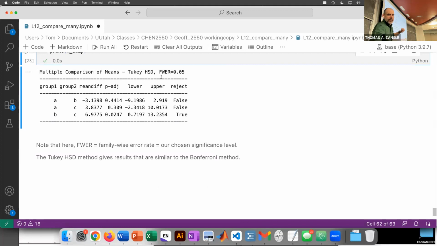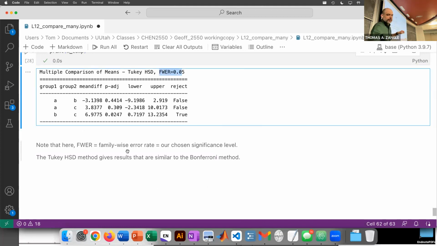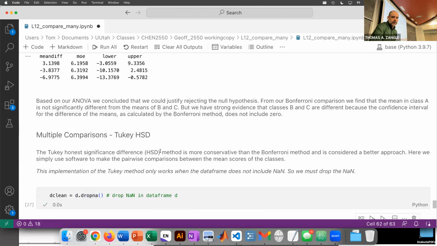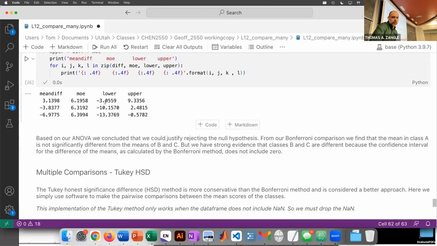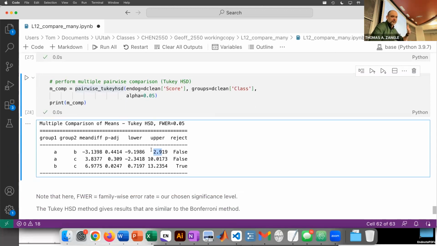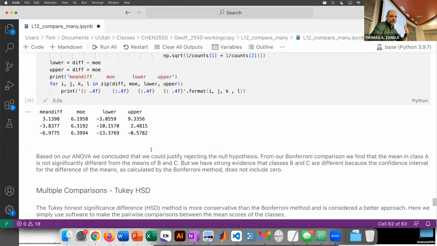So just some things to know here. This FWER, that's called the family-wise error rate, is basically the chosen significance level that was used to generate that last column there. Okay. And we can see that it gives us results that are similar, but if you look very closely, just a little bit more stringent than the Bonferroni method. So if we look at, for example, the comparison between A and B, we have negative 9.19 to 2.9. Compare that to, actually in this case, it's slightly wider, but we have very similar values. We'll just say we have very similar results to what we had with the Bonferroni method.